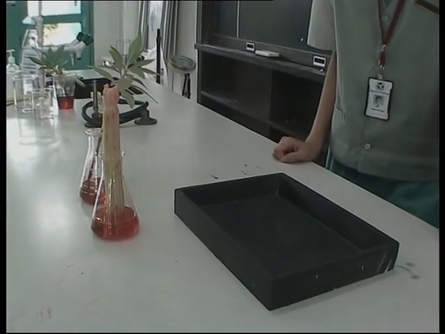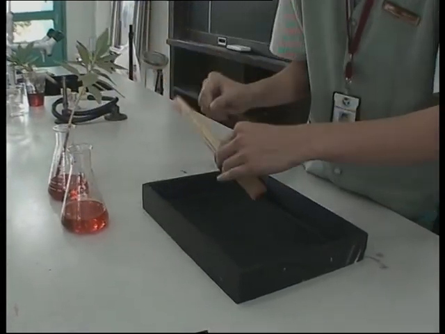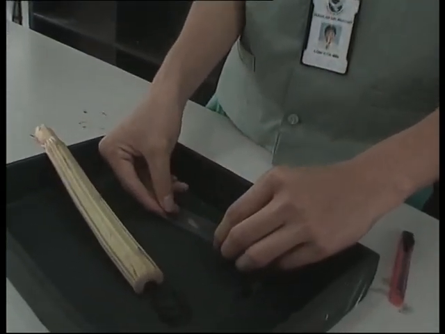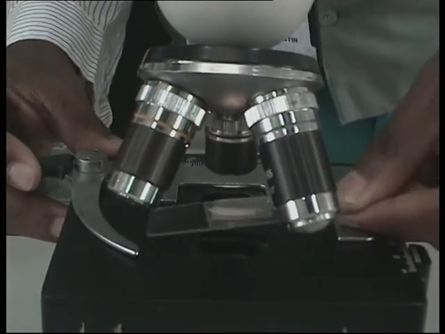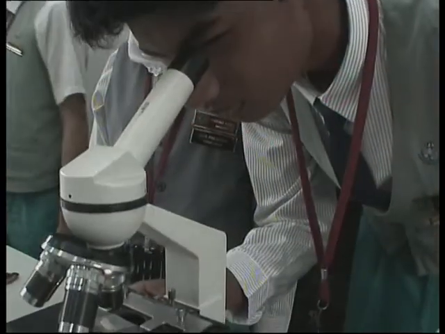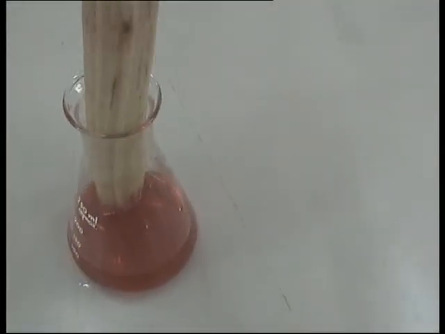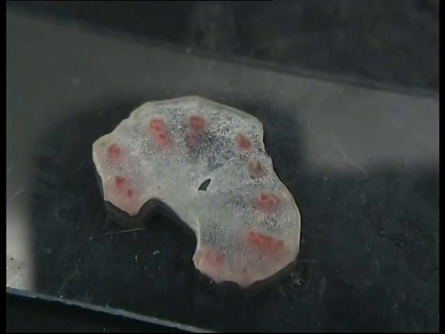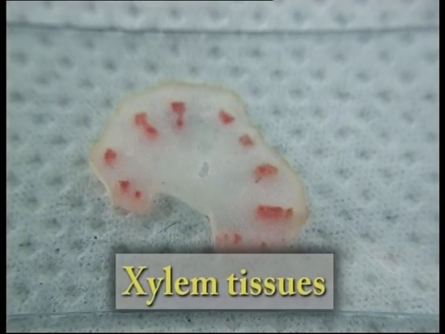Now, take out the celery stem and place it on a dissecting tray. Cut a thin slice of the stem and place it on the slide. Place the cover slip on it and look at it under the microscope. Examine it closely. Through this observation, we can see, based on the cross-section of the celery stem, that the xylem tissues, which are arranged in rings in each vascular bundle, are also red in color.